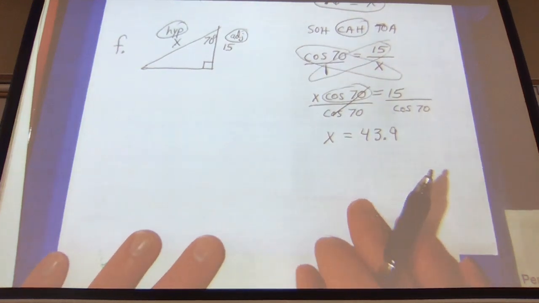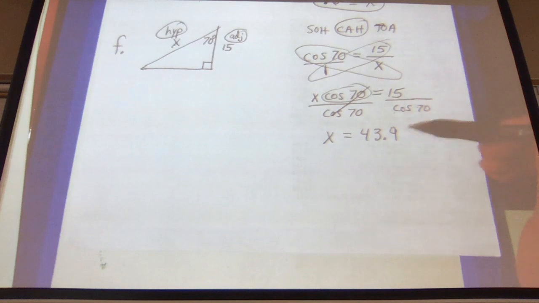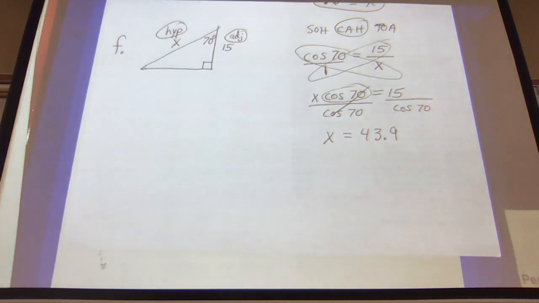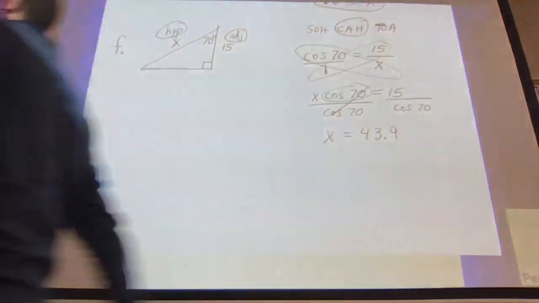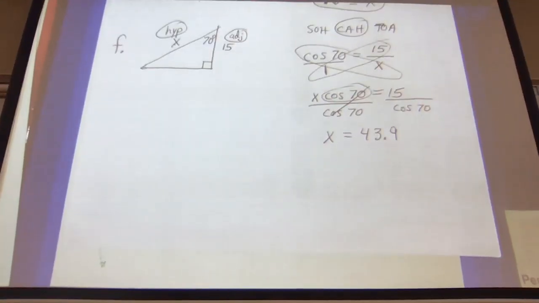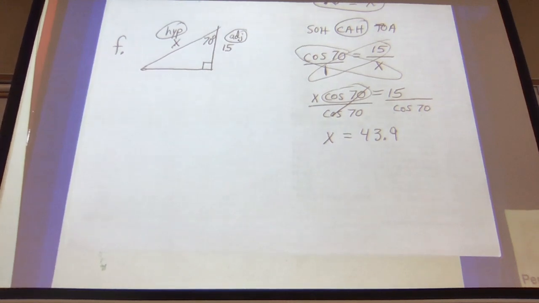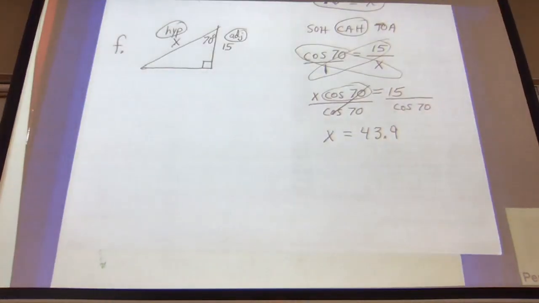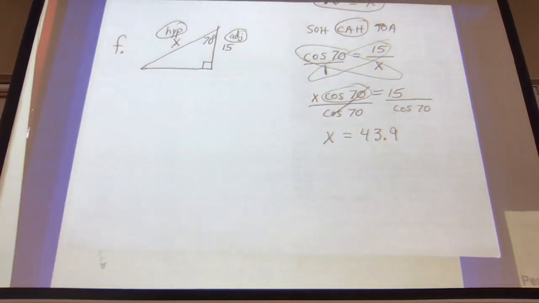Once again, it just kind of depends on what kind of calculator you have. Is there anybody's calculator not getting them to 43.9? Do you have one of the blue ones? Yep, so you should be able to put in 15 divided by cosine of 70. Right? Yep, there you go. Anybody else not getting there? Okay. Let's do at least one more.